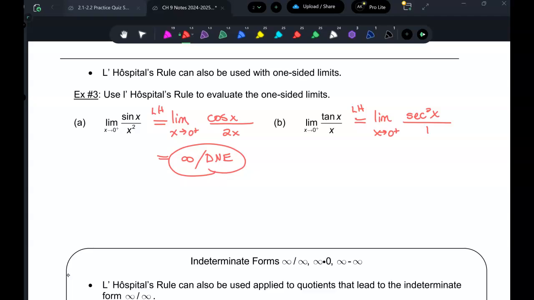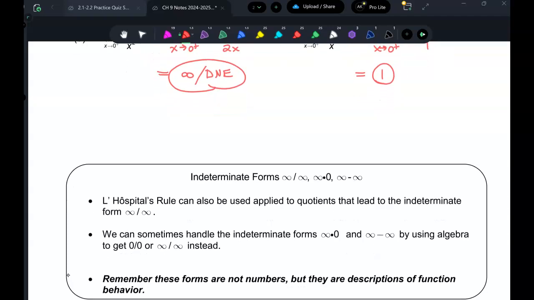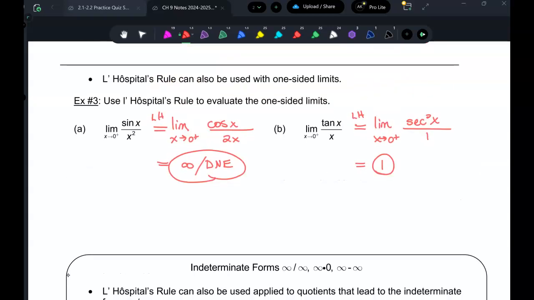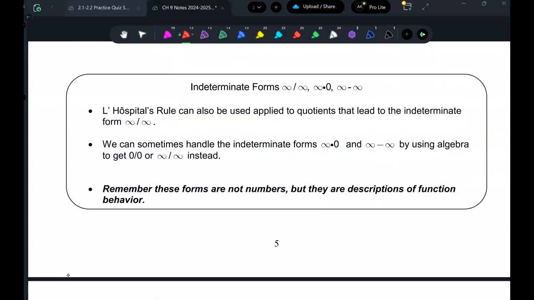All right, what do we get for this one? B is 1. Okay, great. The limit exists for A, right? Doesn't the limit exist for A? No, it doesn't exist. A limit must be equal to a real number in order for it to exist. Infinity is not a real number. It's an idea. It's an end behavior.